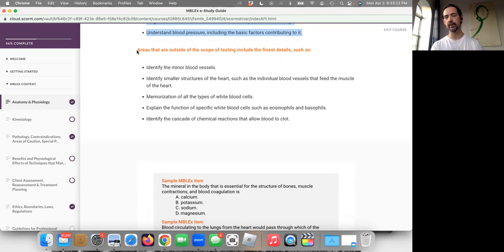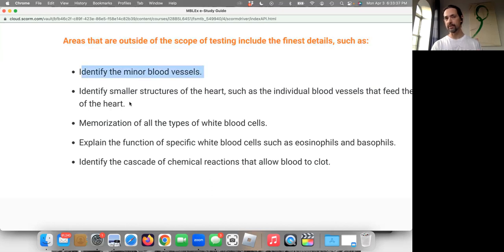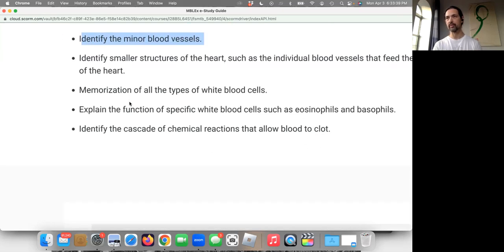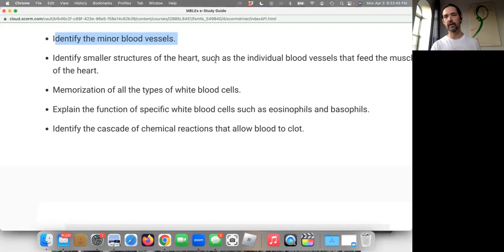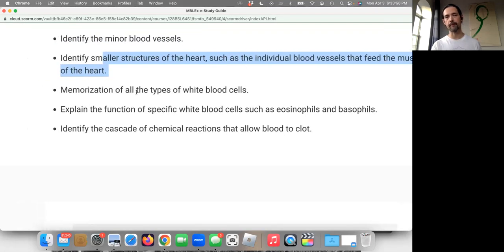And then under each section, under each system, this is really, really important because this saves you a ton of time, telling you what you don't need to study. This is areas that are outside the scope of testing, which include the minor blood vessels. That's like, what's the name of the blood vessels that carry blood to the heart muscle? The smaller structures of the heart, the individual blood vessels that feed the muscles of the heart.